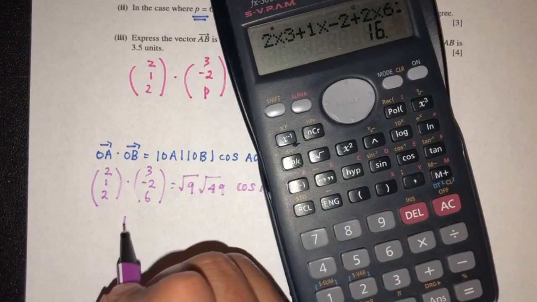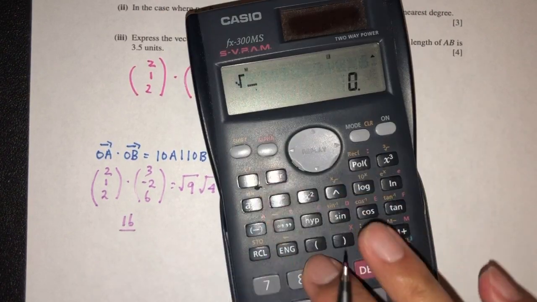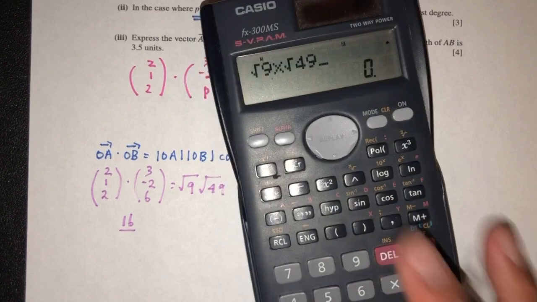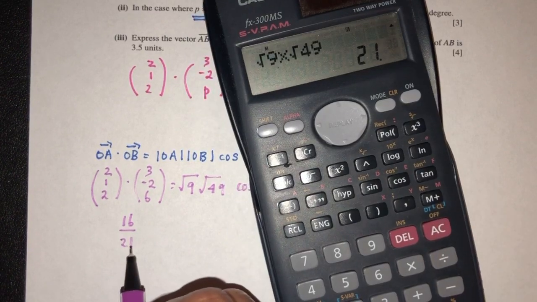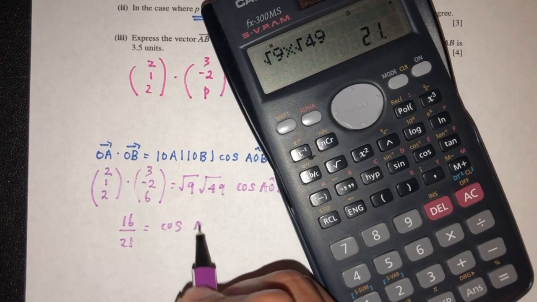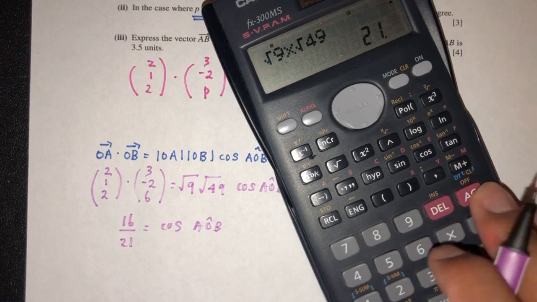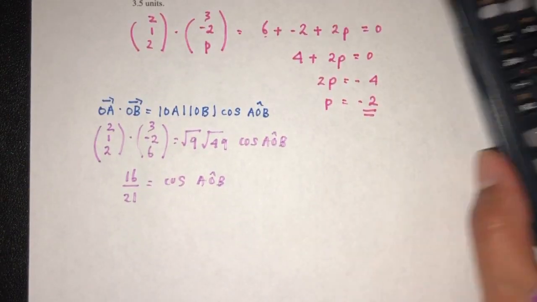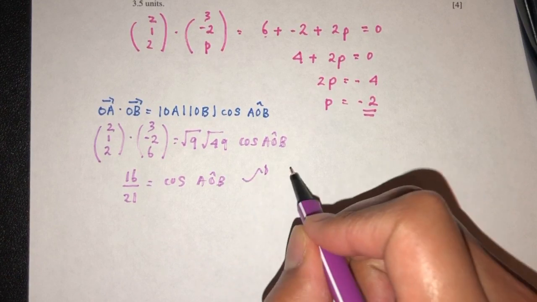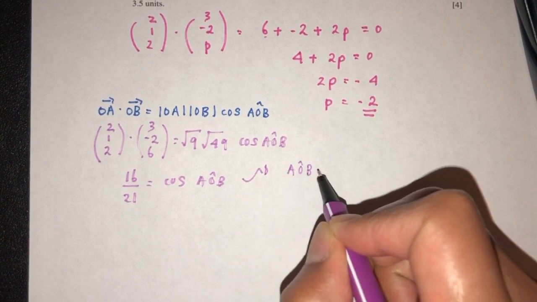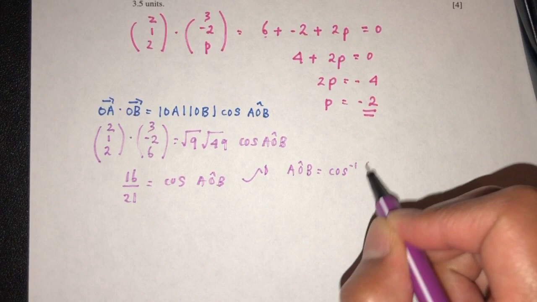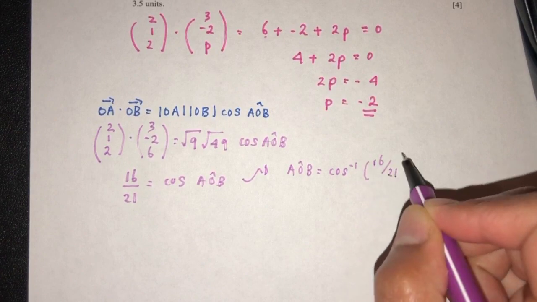That will be 16 divided by root 9 times root 49. That should be 21, equal to cos of AOB. From this, I can find the angle pretty easily. So conclusion, AOB has to be cos inverse of 16 over 21.